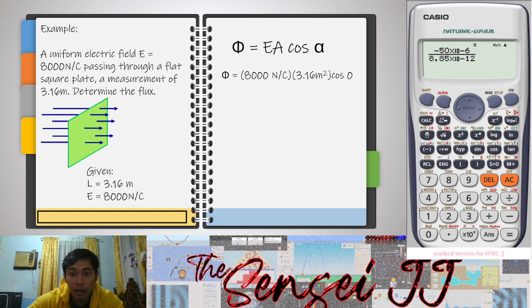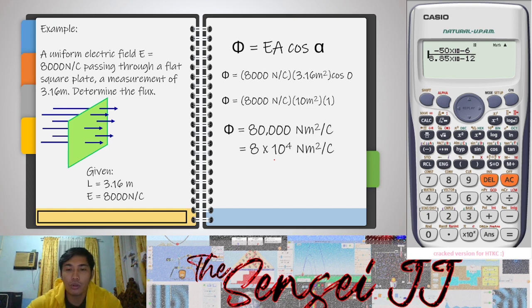So this is squared. If this is squared, we just have to multiply it by itself, or we have to raise it to 2. So 3.16 squared, and our electrical field is just E, 8,000 Newton per coulomb. So we have here our area of 10 square meter, and our cosine 0 is 1. And we have here our electrical field of 8,000 Newton per coulomb.